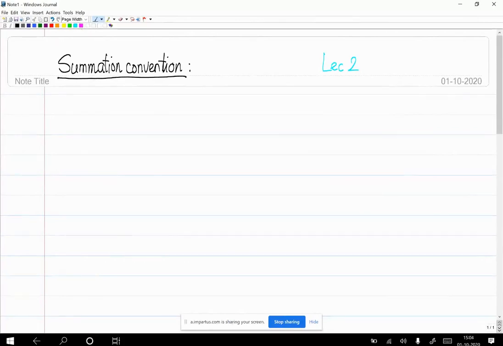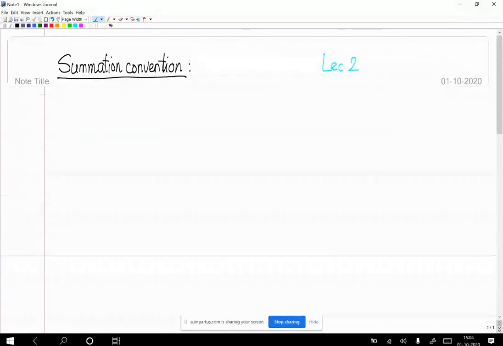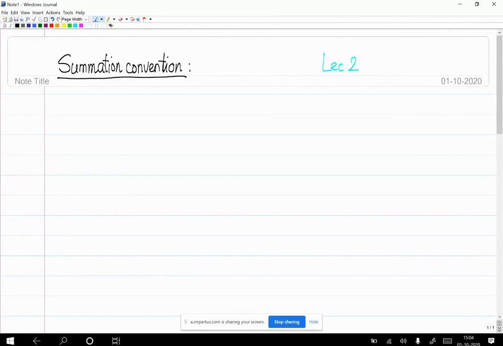Okay, so I was pretty much done with summation convention, but I would like to address one query that some of you had yesterday. That is whether the free index should appear in each of the terms. Suppose that I have a matrix C which is as follows.